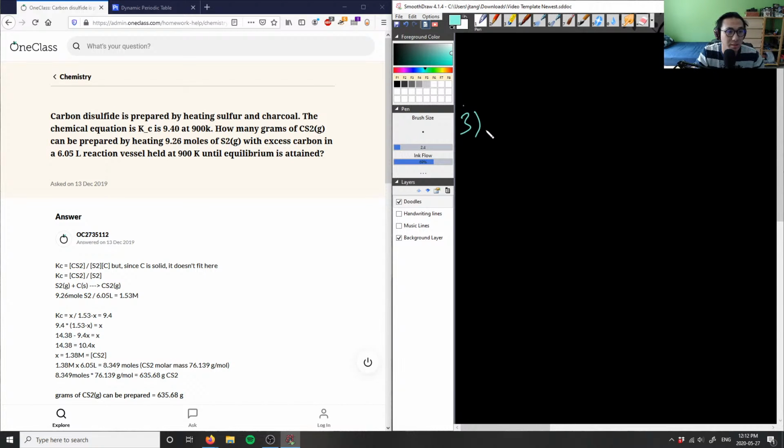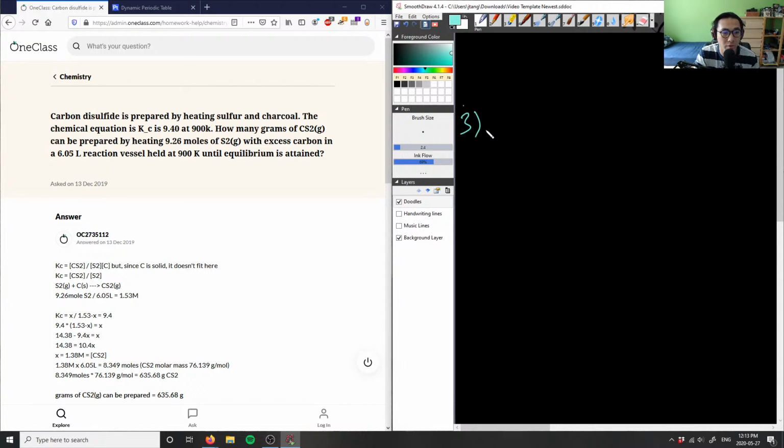It says carbon disulfide is prepared by heating sulfur and charcoal. The chemical equation is given, and Kc is 9.40 at 900 Kelvin. How many grams of CS2 can be prepared by heating 9.26 moles of S2 gas with excess carbon in a 6.05 liter vessel held at 900 Kelvin until equilibrium is attained?